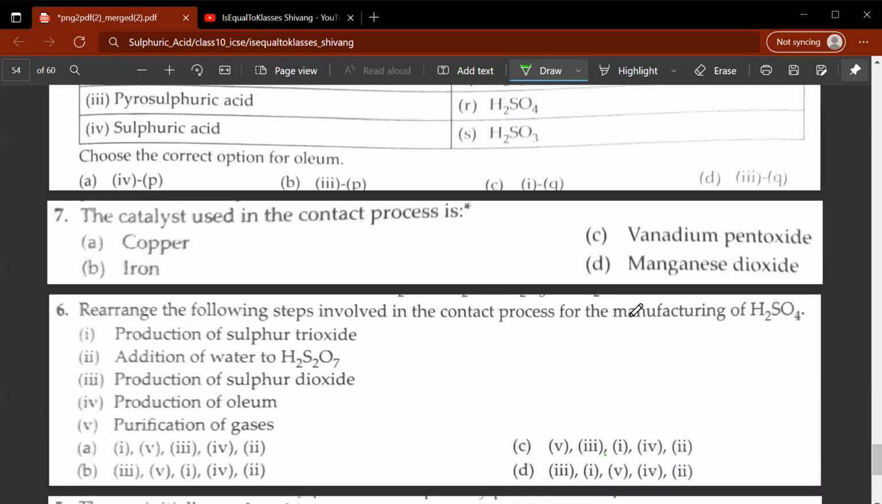Rearrange the following steps in the contact process for the manufacturing of H2SO4. So, third would happen first, fifth would happen second, first would happen third, fourth would happen fourth, and second would happen fifth. So the correct option would be B. Let's move on to the next question, seventh. The catalyst used in the contact process is vanadium pentoxide.